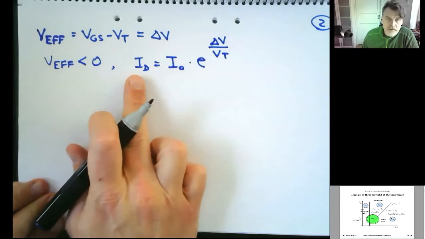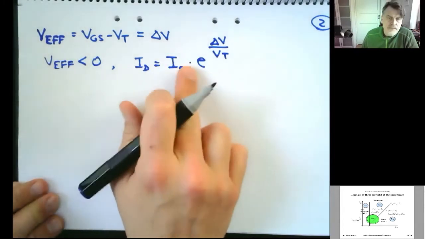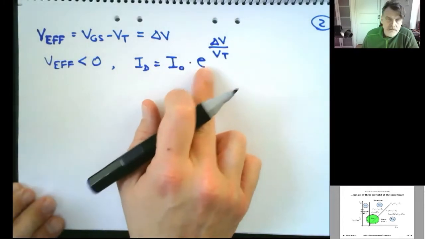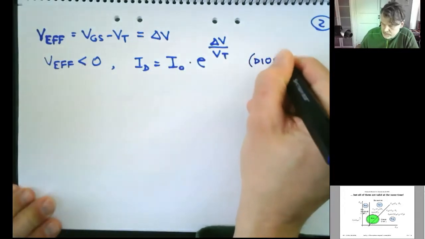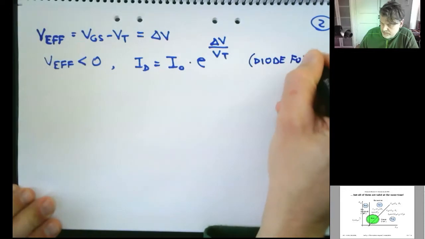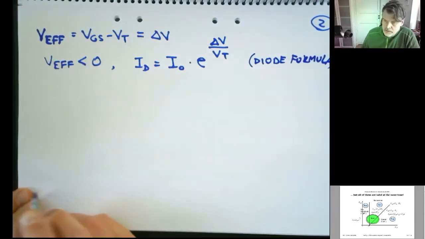So we can write the drain current as some constant I naught times e to the something. And this you recognize as the diode formula. Okay.